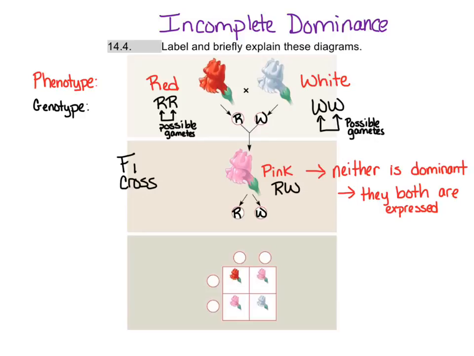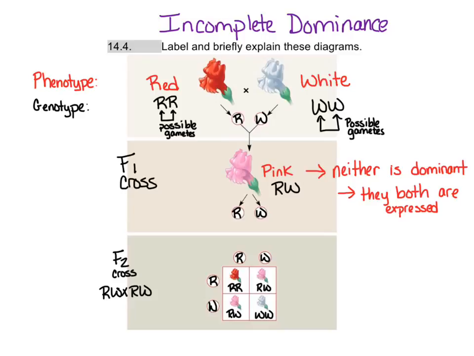So in my Punnett square, I would have an RW across the top and an RW down the side for my F2 cross. So it's going to be RW by RW, and that's going to give me that Punnett square right there. In my top left corner, I'm going to have capital R, capital R. In my top right corner, I have capital R, capital W. In the bottom left corner, I have capital R, capital W. And in the bottom right corner, I get capital W, capital W.